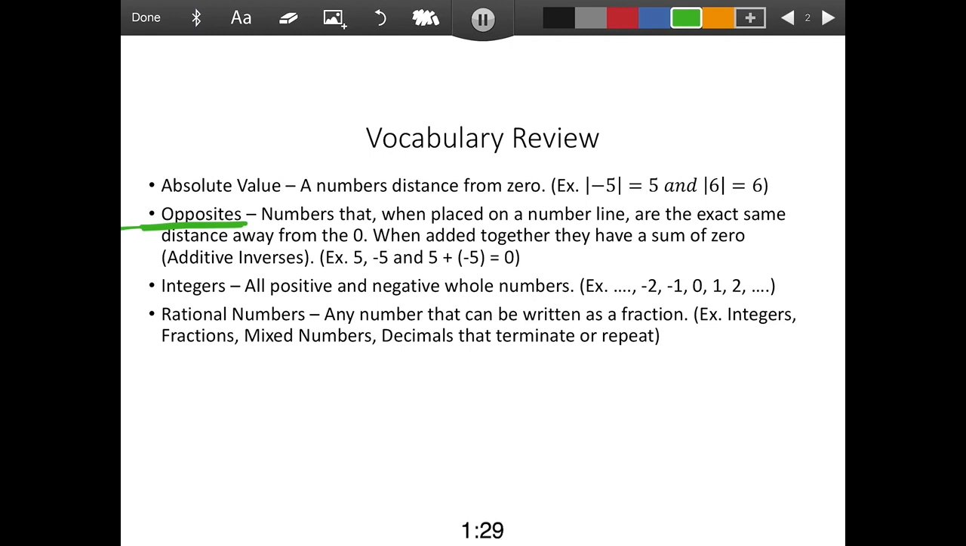Remember, integers are all positive and negative whole numbers. And then remember, we're dealing with rational numbers, which are any number that can be written as a fraction. So remember, that is like your negative 5/10, 2/5, negative 1 1/4. Any number that can be written as a fraction.